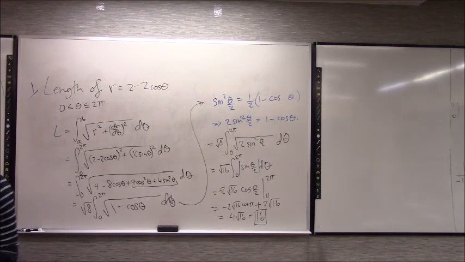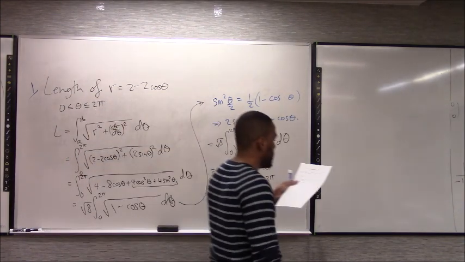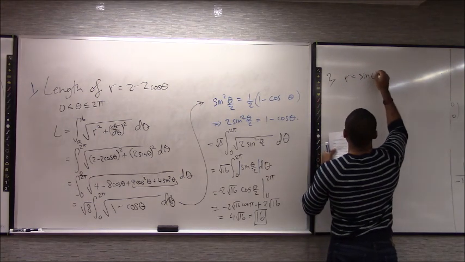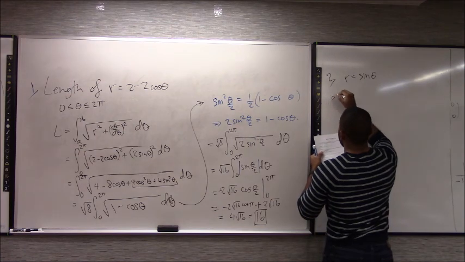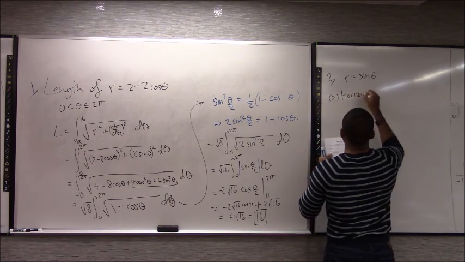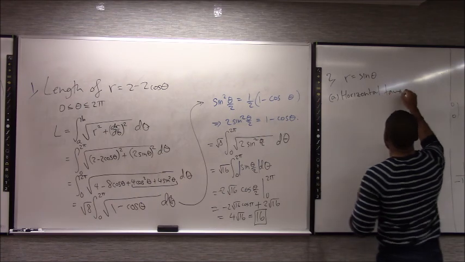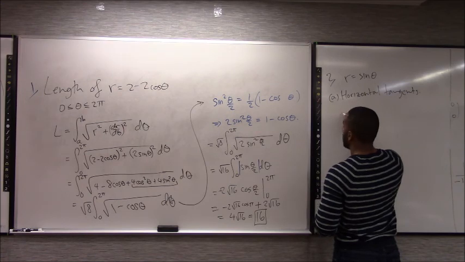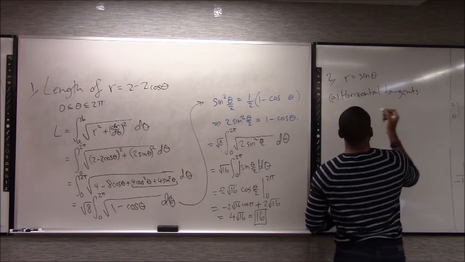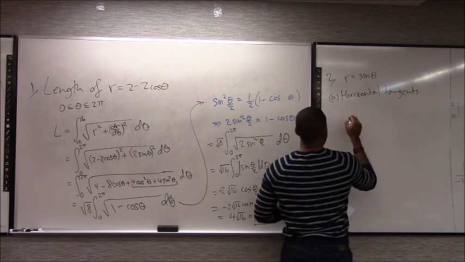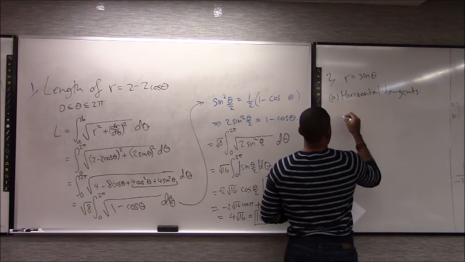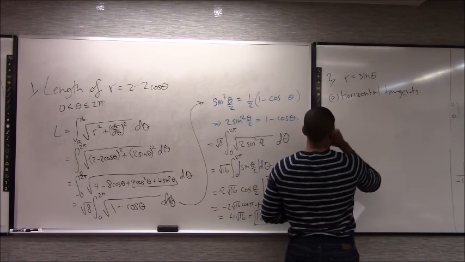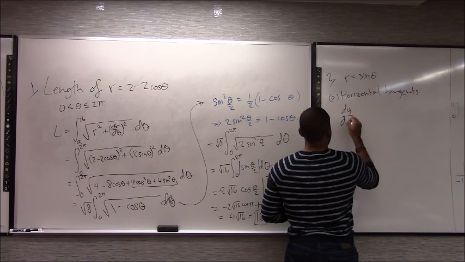So the next problem, problem 2, we have r is equal to sine theta. We want to find where there are horizontal tangent lines. So, first we need to find what? What do we need here? How do we know that there's a horizontal tangent line? It's when dy dx equals 0.